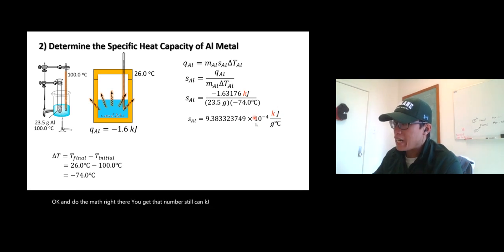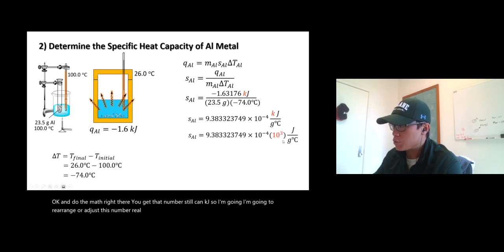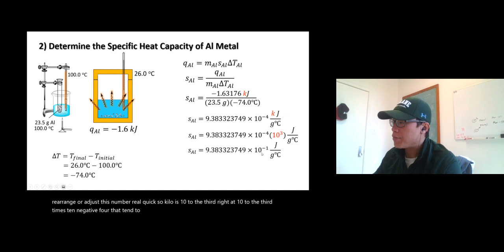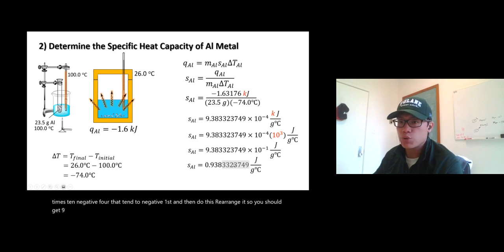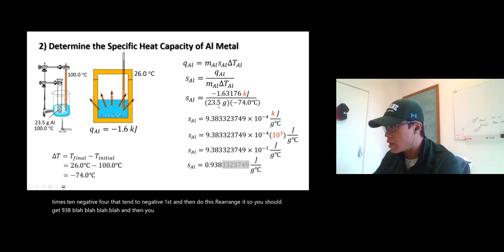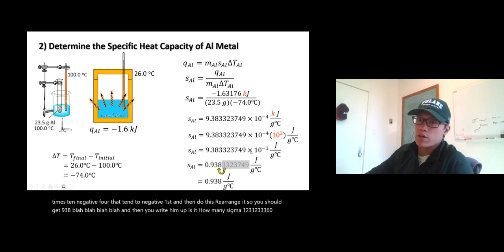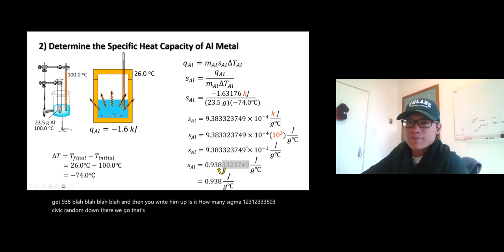So I'm going to rearrange or adjust this number real quick. Kilo is 10 to the third, times 10 to the negative 4, that's 10 to the negative first. Then rearrange it, so you should get 0.938 and so on, and then you round them. How many sig figs? 1, 2, 3, so 3 sig figs. Round them down. Here we go. That's aluminum, about 0.9.